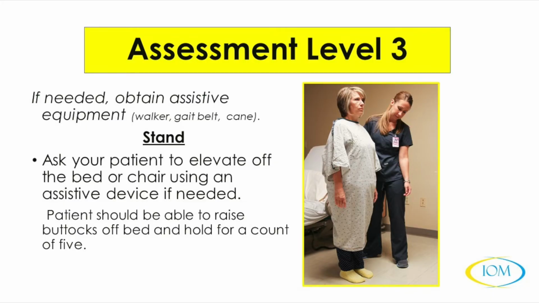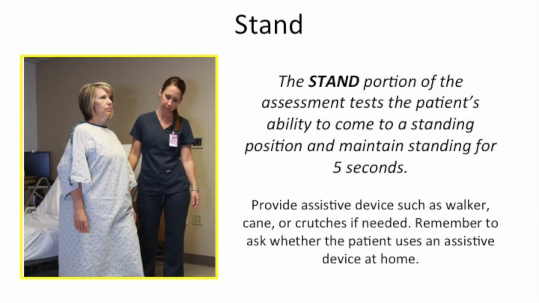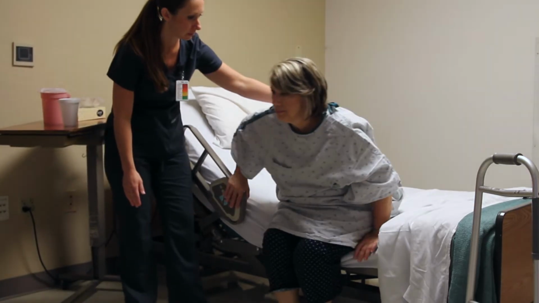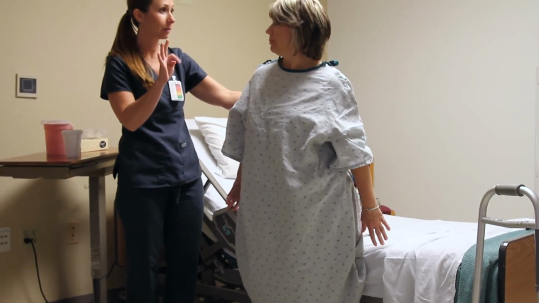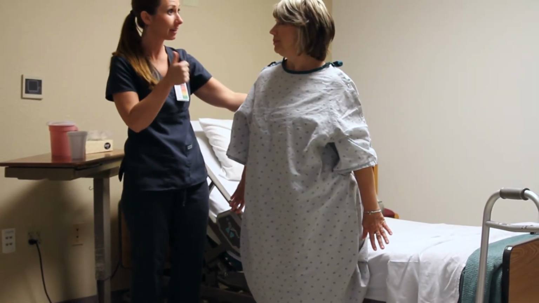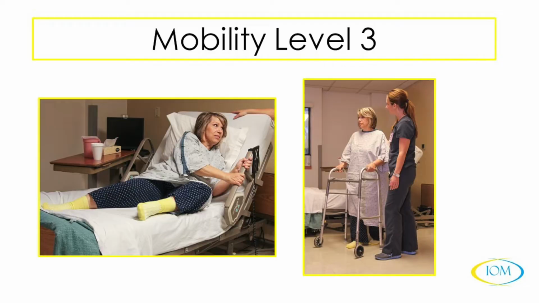If your patient is able to complete the tasks of Assessment Level 2, move on to Assessment Level 3, Stand. The stand portion of the assessment tests the patient's ability to come to a standing position and maintain standing for 5 seconds. Remember to provide assistive device such as walker, cane, or crutches if needed. Ask your patient to come to a standing position, holding on to the bed rail if needed. Then count to 5 to assess your patient's ability to stand.